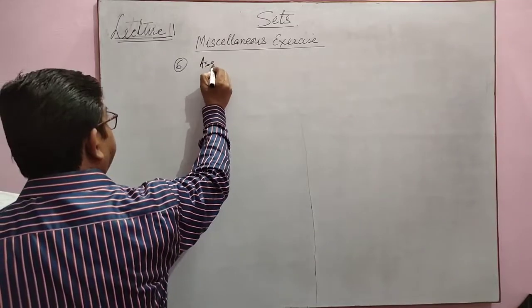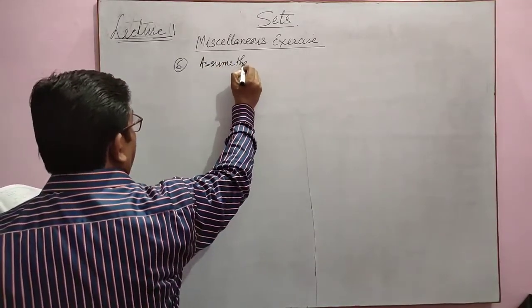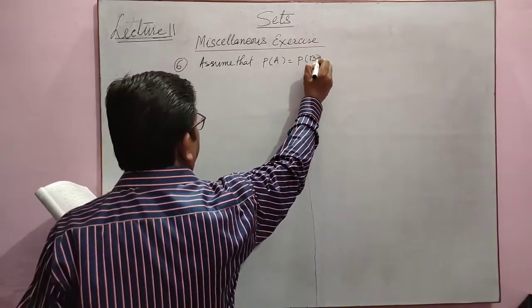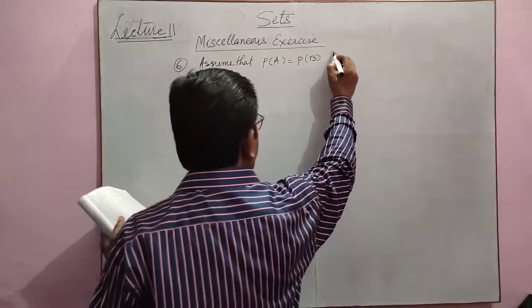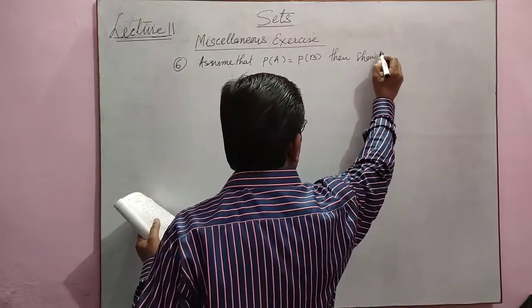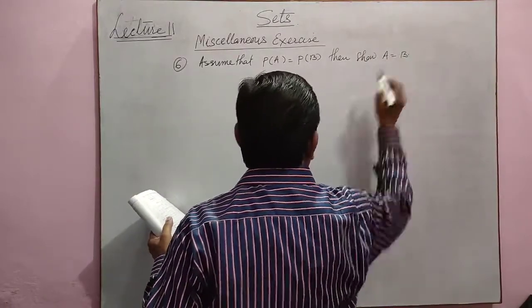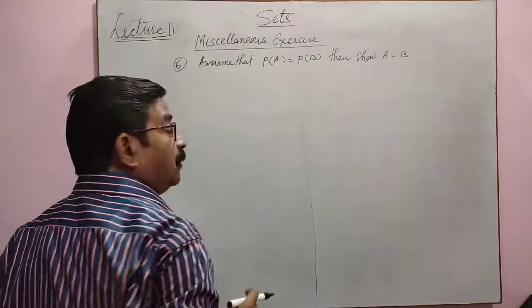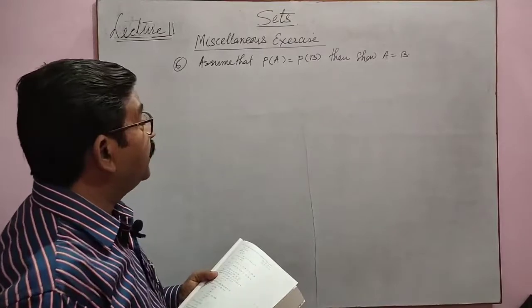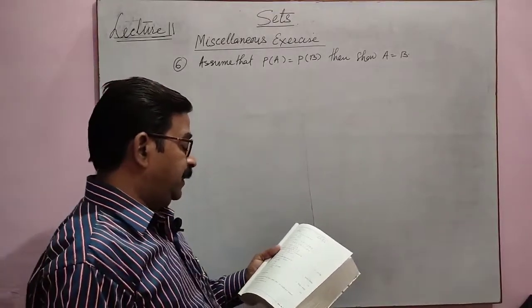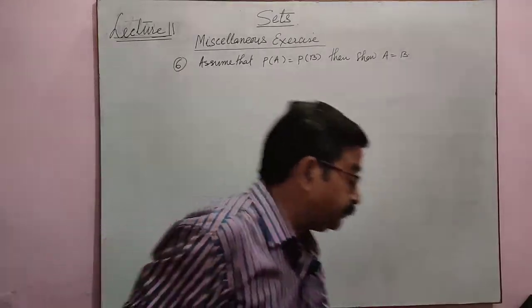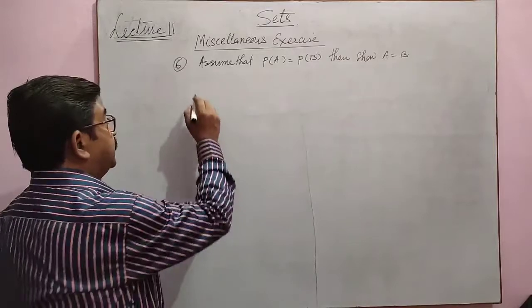Given that, assume that PA is equal to PB. Then show A is equal to B. Do you mean this PA? Power set of A is equal to power set of B. Then we have to show A is equal to B. Let's see the solution.